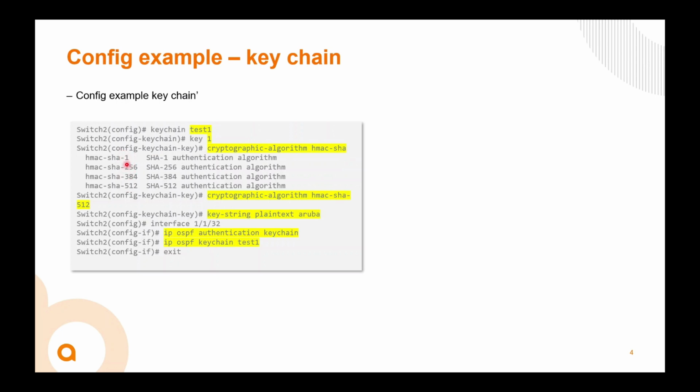And then I've got four options there for HMAC SHA 1 through to 512. So I'm selecting HMAC SHA 512. I then give a key string, I put it in plain text called Aruba, and then I just apply that underneath the interface: IP OSPF authentication keychain, IP OSPF keychain test1. So effectively I'm telling the interface to use the keychain ID of test1, and in test1 I've got my three key ingredients: the key, the type of cryptographic algorithm I'm using, which is SHA-512, and the plain text password as well, which will now of course be encrypted.